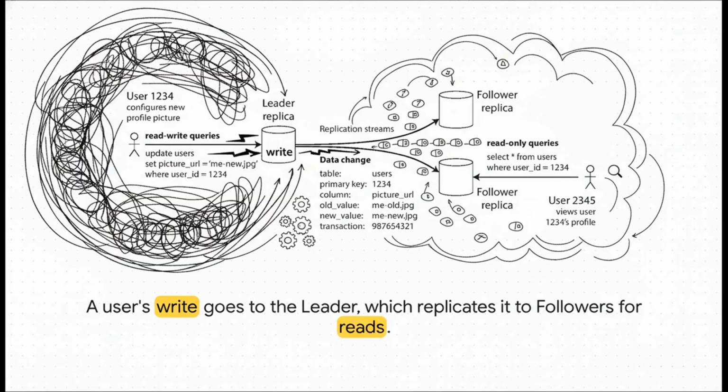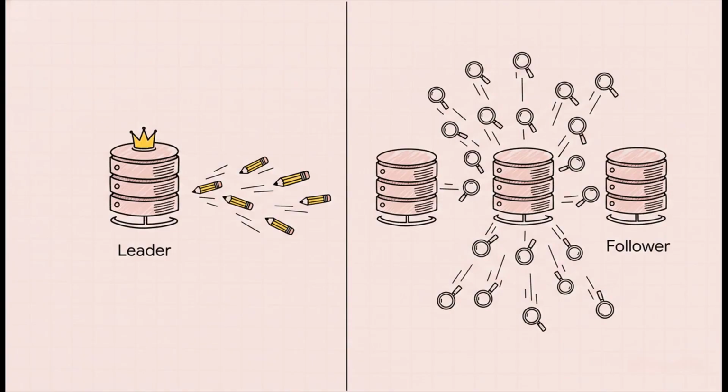Okay, so let's actually trace the journey of your data on this diagram. When a user on the left uploads that new profile picture, that write request goes straight to the one and only leader. The leader takes care of it, and then, you see those arrows? It sends that data change out to all the follower servers on the right. Now, when a different user wants to see that profile, their read request can go to any of those followers, which spreads out the work really nicely.